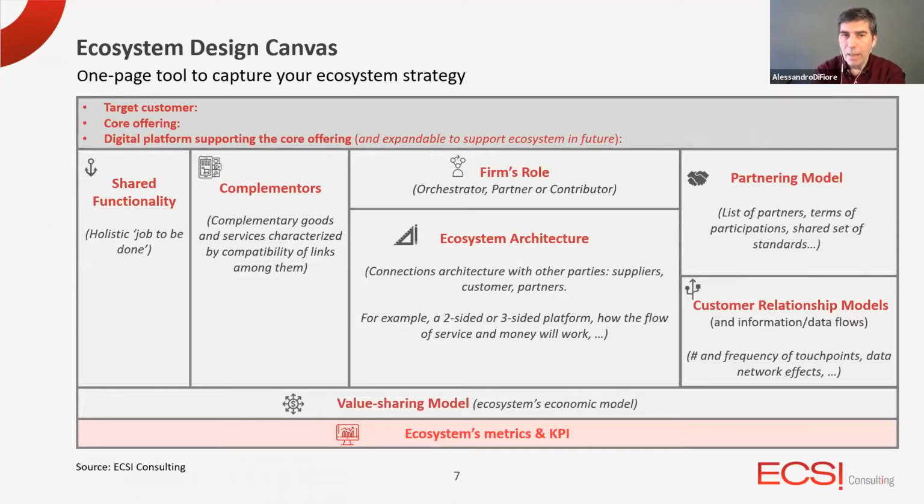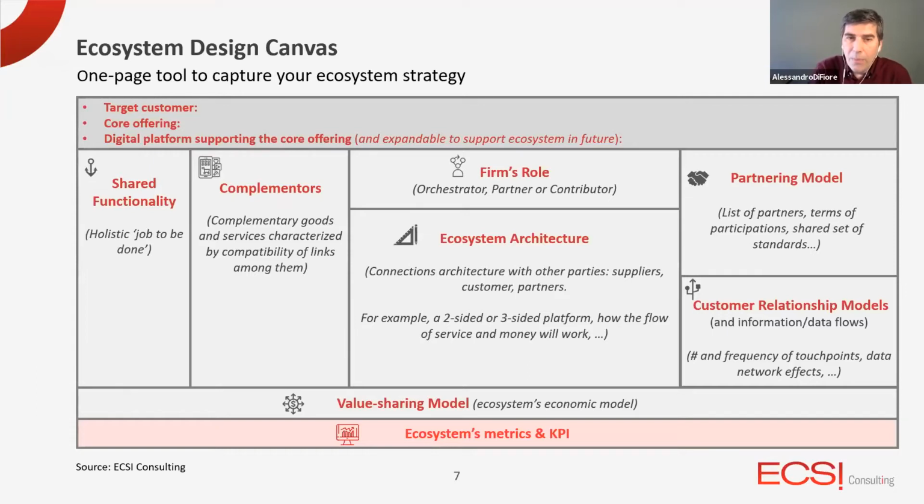Any ecosystem has a holistic target customer and a core offering. If you are an incumbent, there is a core offering you are starting from, which is not the offering of the future ecosystem, but is the one where you are starting from. And obviously, you need to have clarity on the digital platform supporting the core offering, but that platform needs to be expandable, or you need to have a plan to expand the platform in a way that can support the overall ecosystem.